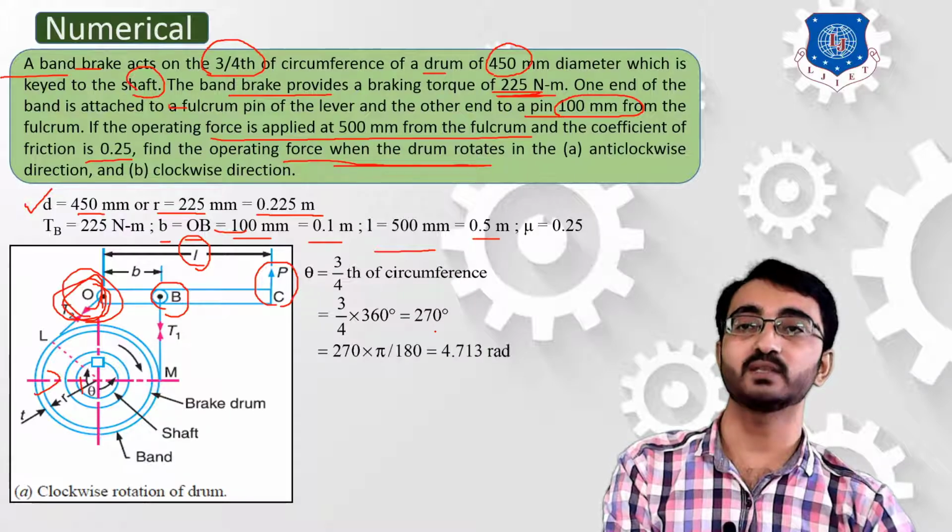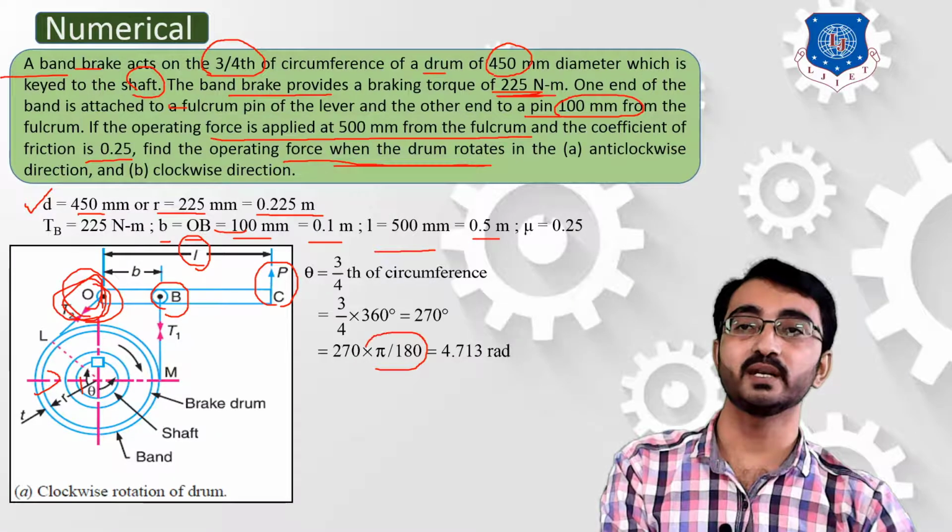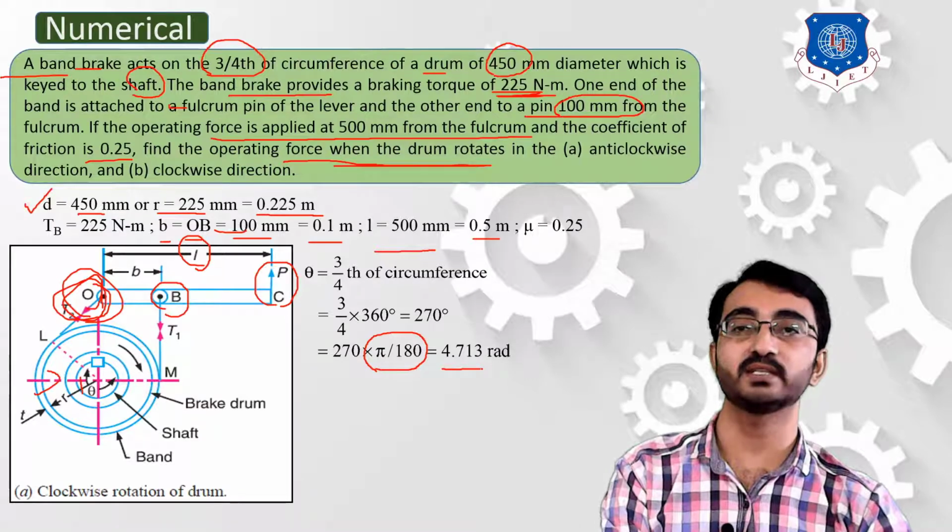Now you have to convert theta into radians. So you have to multiply this 270 by pi by 180. So your final angle theta is equal to 4.713 radian. Now the second data you have to obtain is the value of T1 and T2.